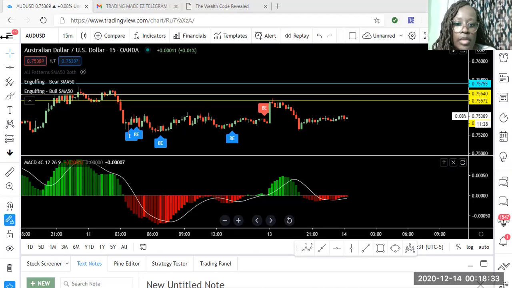And let's do Aussie NZD. Okay, start on that daily, right? So we are definitely in an impulsive move, bullish, okay? This is a good bullish move.